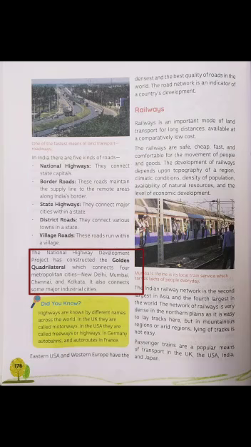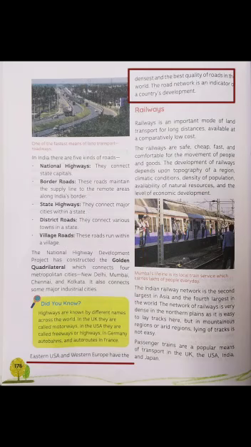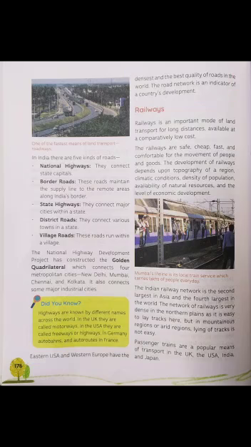The National Highway Development Project has constructed the Golden Quadrilateral, which connects four metropolitan cities, that is New Delhi, Mumbai, Chennai and Kolkata. They also connect some industrial cities. Eastern USA and Western Europe have the densest and the best quality roads in the world. The road network is an indicator of a country's development. If you have to see how developed a country is, then the road network is seen.